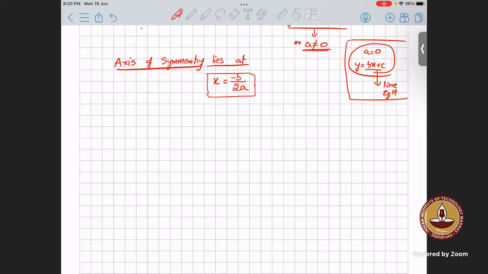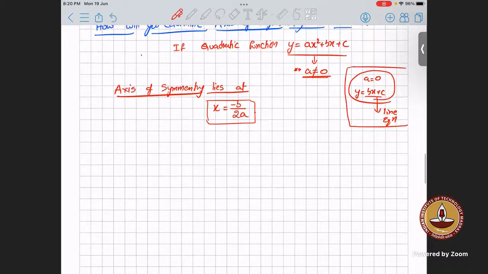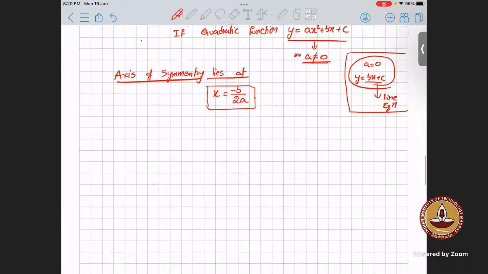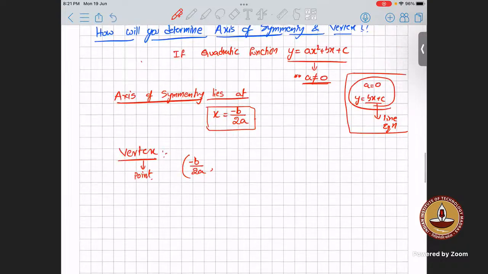And then, what is the other thing to find in the quadratic function? The vertex. What is the vertex? The topmost or bottommost point of a parabola. What is the formula? Vertex is a point, so I need two coordinates. The x coordinate is minus b by 2a. What is the y coordinate? I need the y coordinate also.